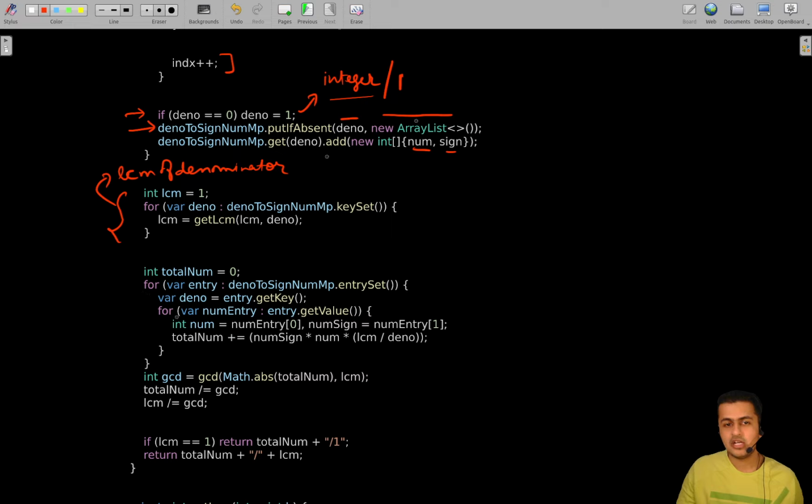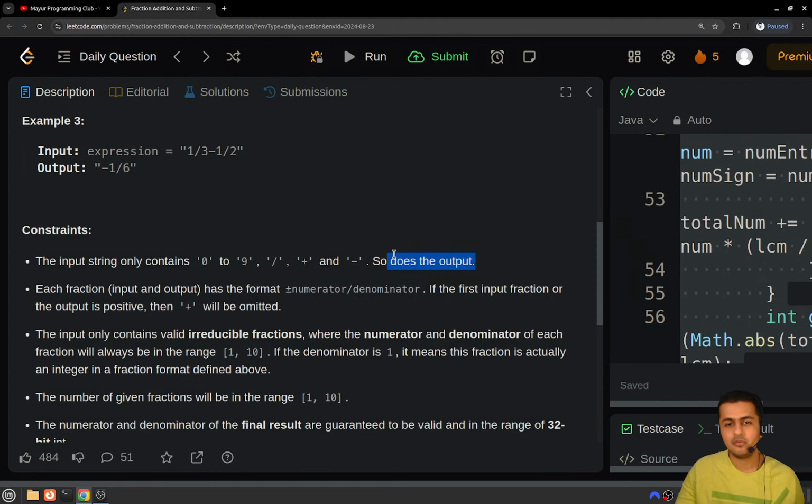Using that formula, a number into LCM, divided by the denominator, to get the total. So the situation will be like this. Just a second.